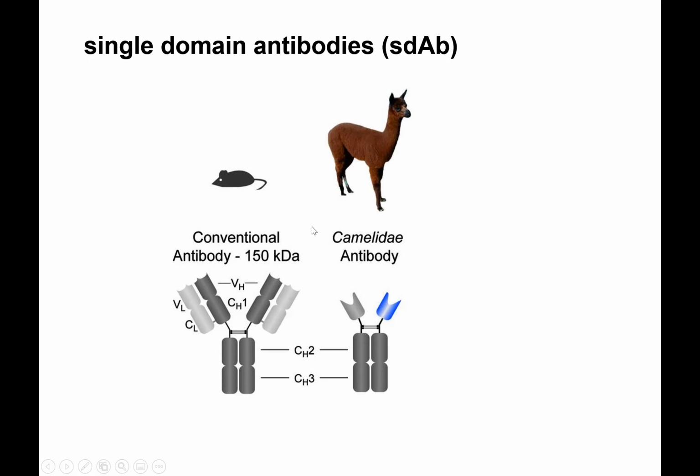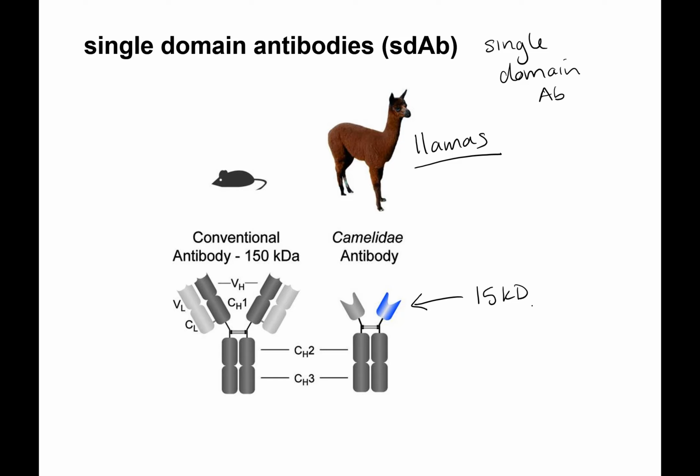Something probably very new to you is the paper is actually going to use antibodies from llamas. Llamas make what we call single domain antibodies. And these are really small. So this is about 15 kilodaltons protein size, whereas our conventional mouse-human antibodies are about 10 times larger.